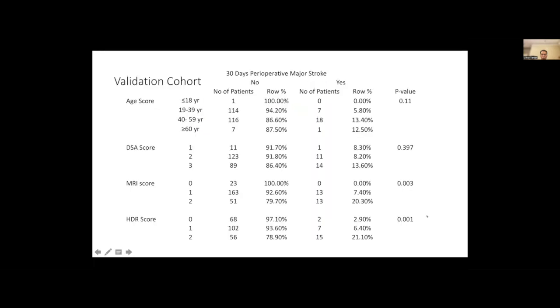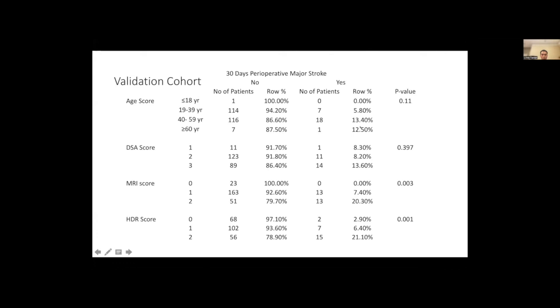So will this still hold up on the validation cohort? Now, based on the validation cohort, we used the data from 2015 to 2018, again still from Stanford, so nearly 300 patients, and this is what we see. There are already pitfalls here. You can see the number of patients less than 18 years old is very low. So there's already a problem here because we didn't include a lot of peds patients.